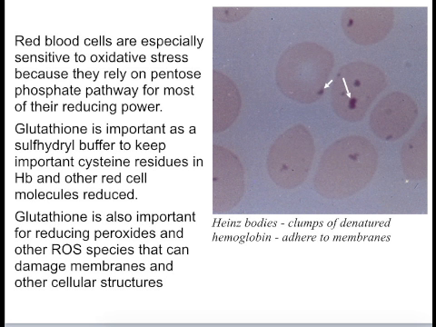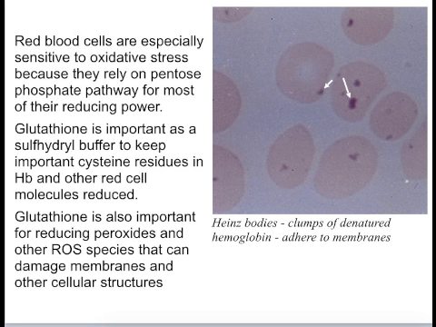Glutathione is also important for reducing peroxides and other reactive oxygen species that can damage membranes and other cellular structures within the cell. In this figure to the right, we see Heinz bodies. Now, Heinz bodies are clumps of denatured hemoglobin that adhere to the membrane, and these Heinz bodies are actually a hallmark of oxidative destruction, and so when red blood cells are confronted with oxidative stress, this is what can happen if there isn't sufficient NADPH to reduce glutathione.